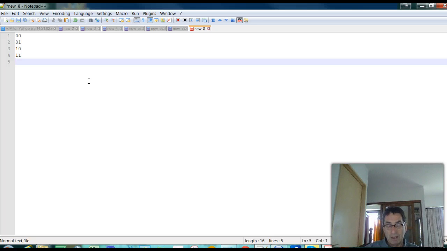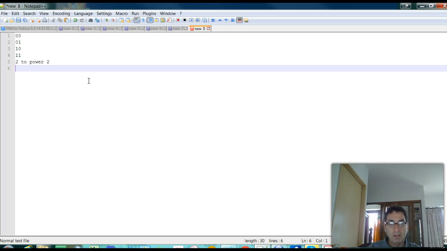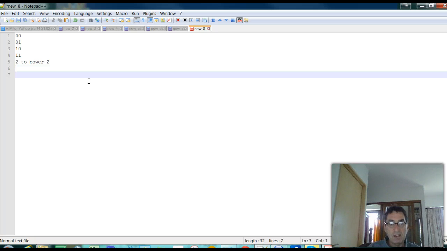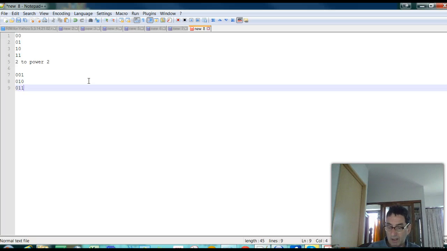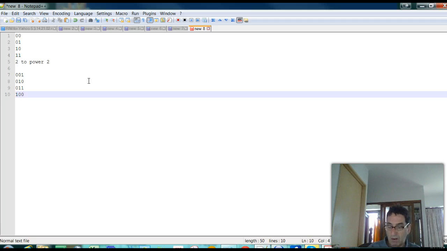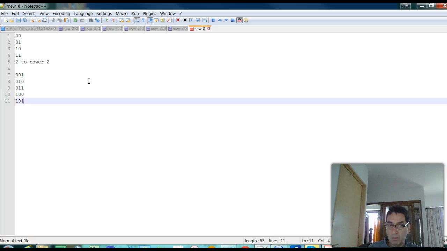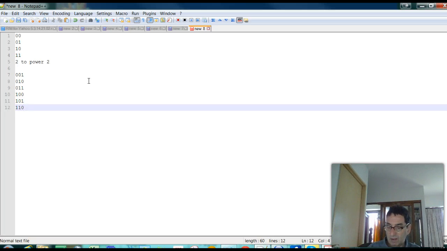In other words, there are 4 possibilities, which is 2 to the power 2, right? 2 to the power 2 is 4. 2 squared. So there are 4 possible sequences I can express there. How about if I had 3 bits instead of 2 bits? Then I could have 0, 0, 1. I could have 0, 1, 0. I could have 0, 1, 1. I could have 1, 0, 0. I could have 1, 0, 1. I could have 1, 1, 0. And I could have 1, 1, 1.